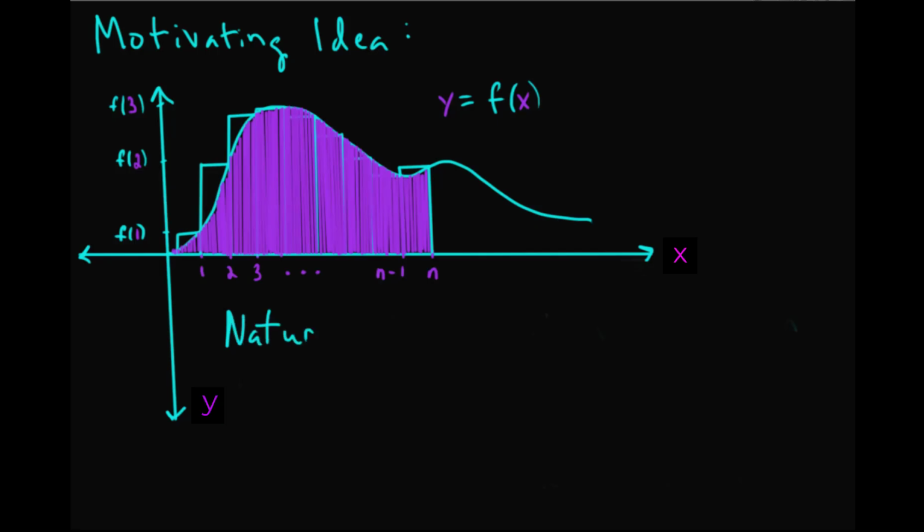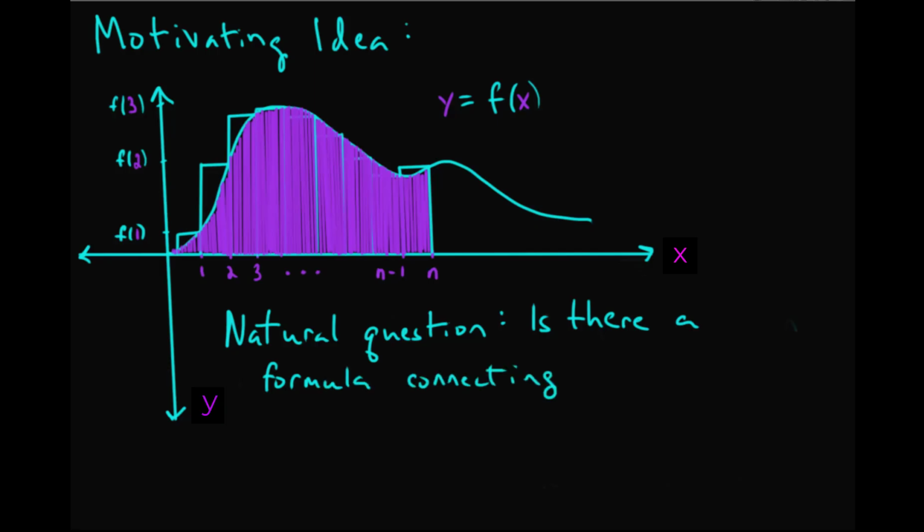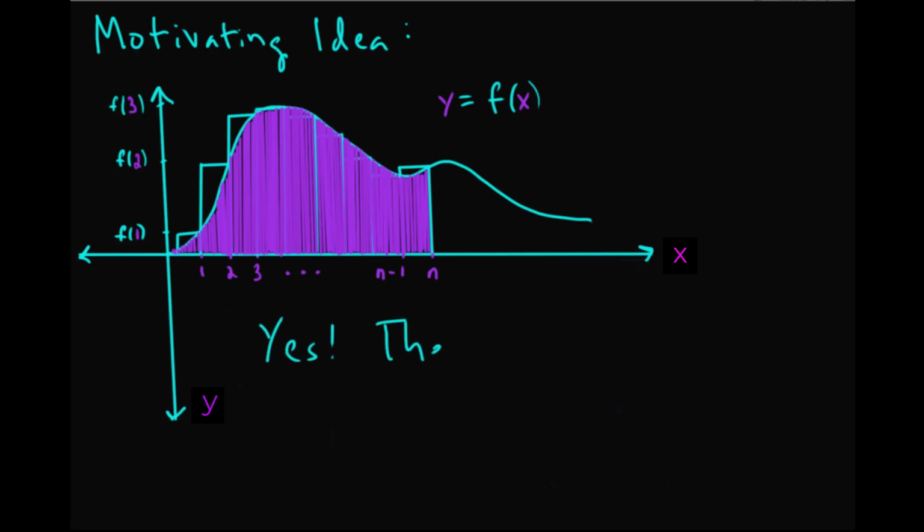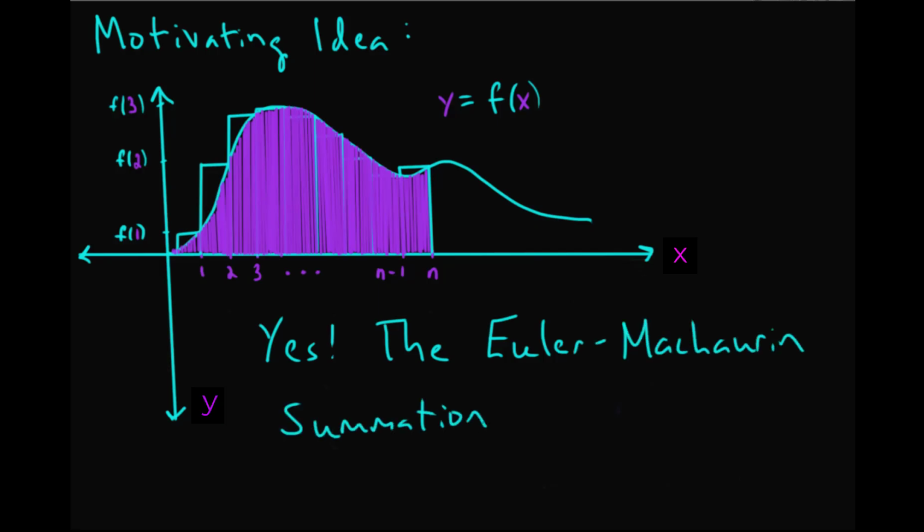And so the natural question emerges: is there a formula connecting the discrete summation of the values of the function, the sum from, say, k equals 1 to n of f of k, to the continuous summation of the function, the integral from 0 to n of the function f of x dx? And amazingly, the answer is yes, and that relationship is expressed by the Euler-Maclaurin summation formula.